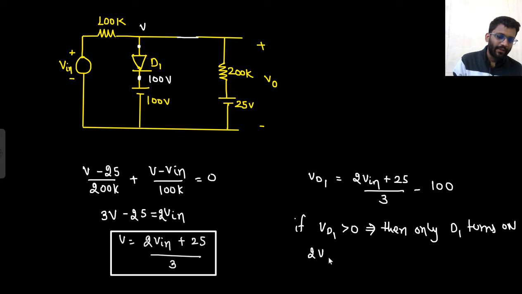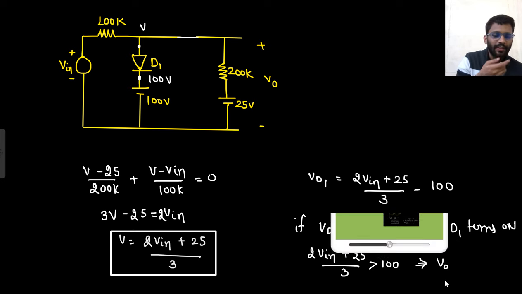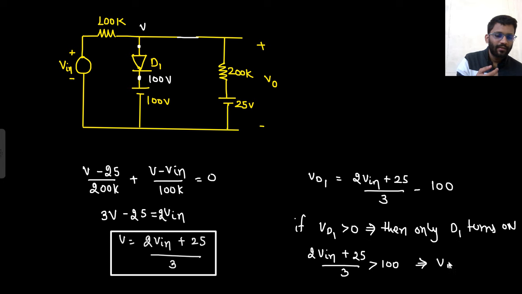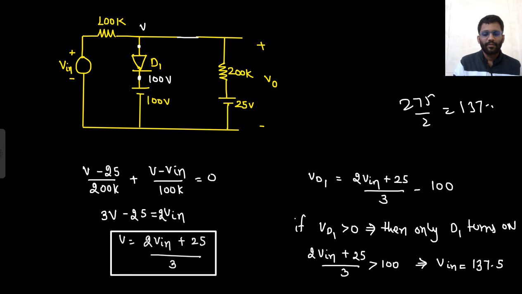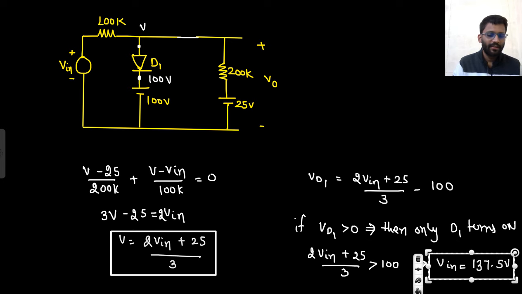So what will that value be? This should be greater than 100. From here, what do you see? V in you get is (300 minus 25)/2, 275 by 2, which will be 137.5.